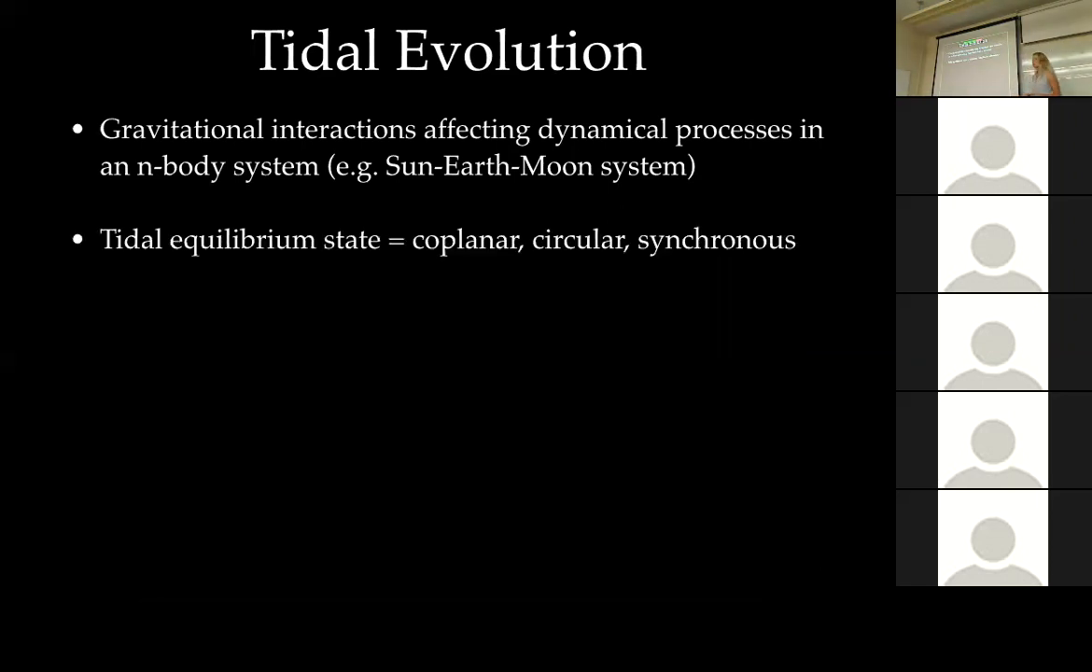So I'm going to define a tidal equilibrium state as a coplanar circular synchronous orbit. What does that mean? Coplanar just means the orbital plane of the planet or planets is aligned with the rotation axis of the star. If we think of the solar system, we know this is mostly true with just some small angle.